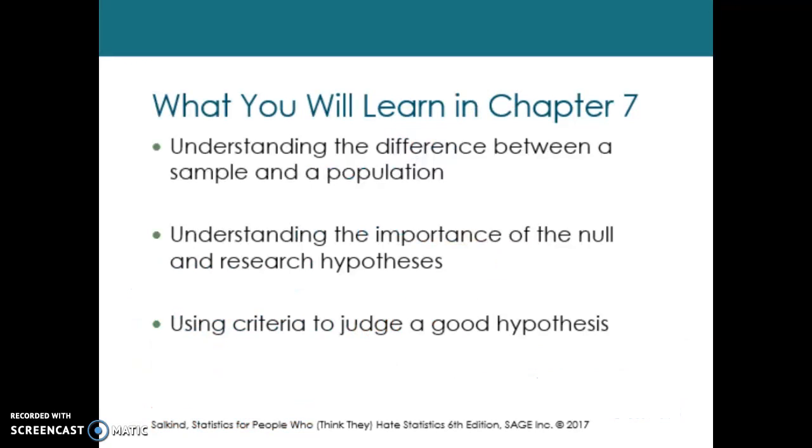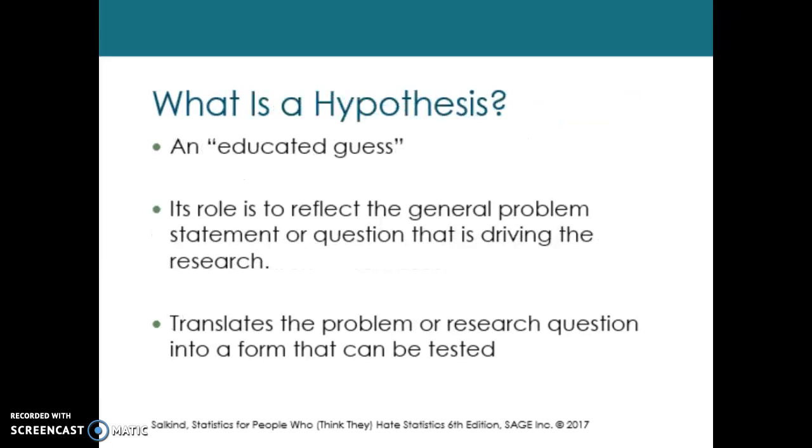So here we go. Chapter 7 is about understanding the difference between a sample and a population, and understanding the importance of a null and research hypothesis, and then how do you write a good research and null hypothesis. So we've done a little bit of this, so this is just kind of maybe a review.